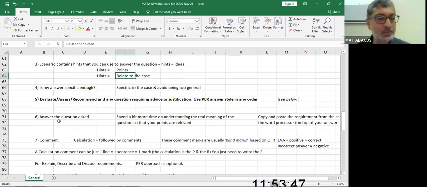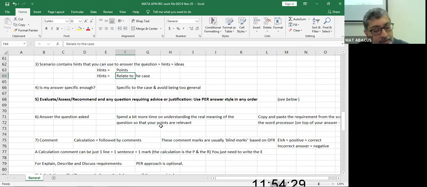The next problem is to make sure we understand the question well. So answer the question asked. Spend a bit more time on understanding the real meaning of the question. Don't just hurry into the answer. Nowadays the questions are embedded in the scenario, so it's not very obvious all the time. So it's better you go back to the scenario and reread the question very well. And if you haven't understood, read the part that comes before it and read the question, the requirement, and jot down the main points, what they are looking for.